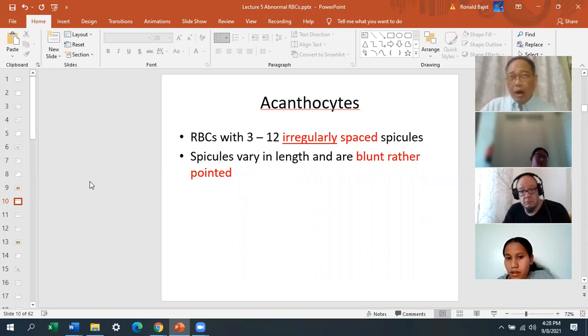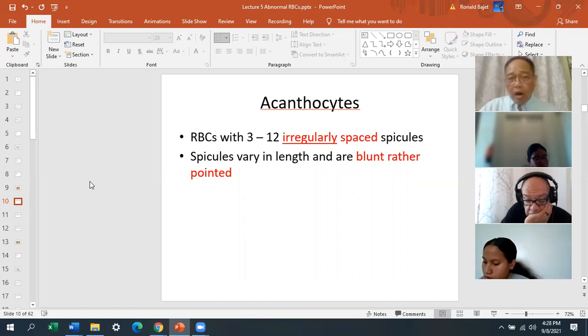Acanthocytes almost look like the crenated cells. These are red blood cells with 3 to 12 irregularly spaced spicules. In crenated red blood cells, the spicules or spikes are evenly distributed across the surface of the cell. For acanthocytes, they can be 3 to 12, but usually when I see an acanthocyte, it's about 1, 2, or 3. They look like finger-like projections sticking out of the red blood cell. The spicules vary in length and are blunt rather than pointed, so they look like fingers, if you can remember that.